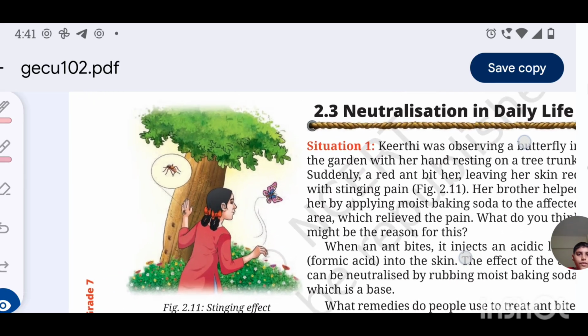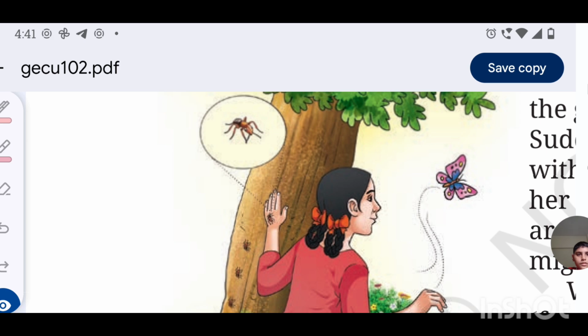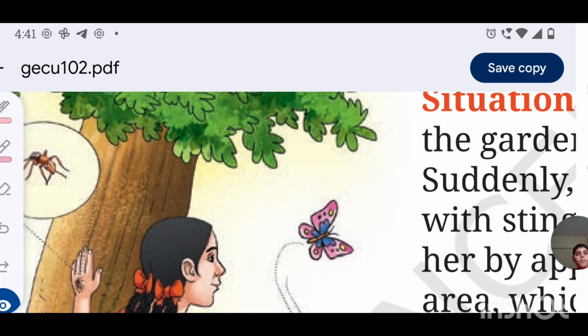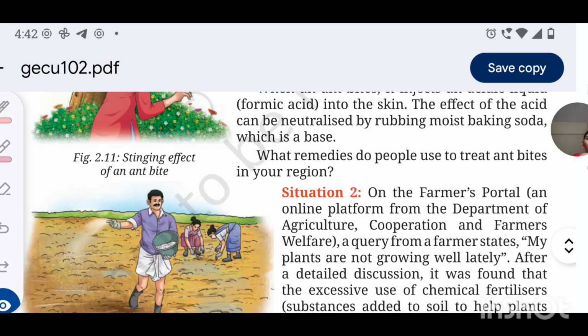Okay, this is the photo. If you can see, I think you can see. So see, she was seeing a butterfly only. So it releases formic acid into our skin. The effect of the acid can be neutralized by rubbing moist baking soda, which is a base.